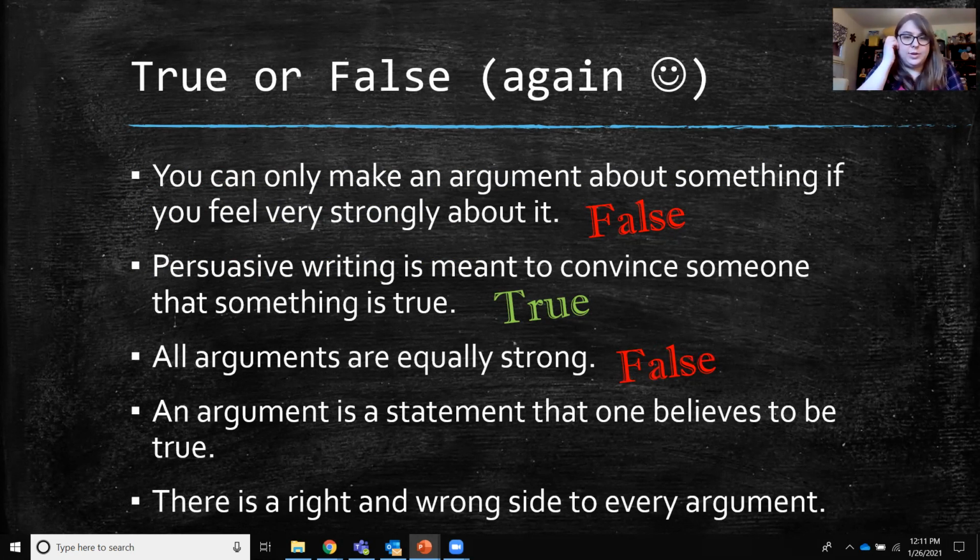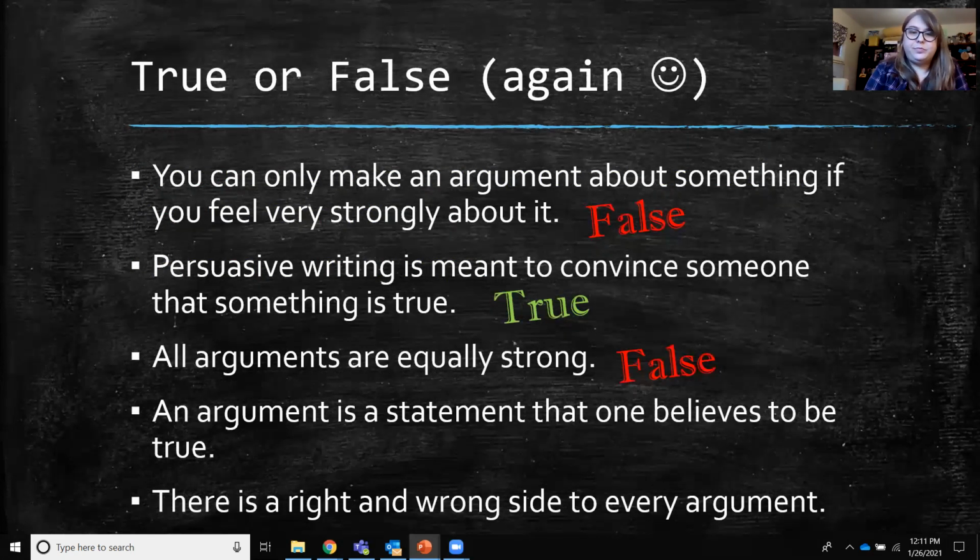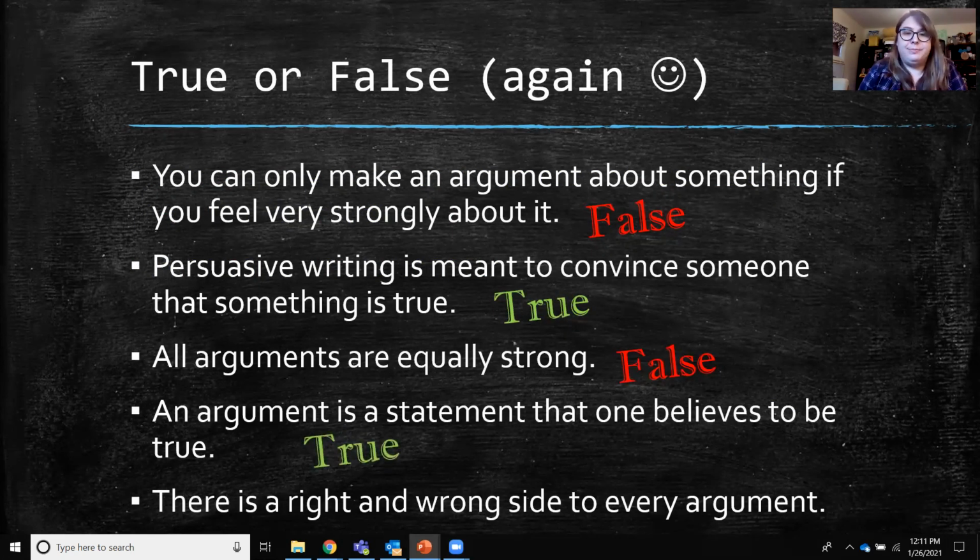Number four, an argument is a statement that one believes to be true. What did you put? True or false? For me, this one is true. It is a statement that you believe in order to make that argument. Even if it's not something you care about, you can still believe it for that moment to write down your argument. And lastly, we had right and wrong side.